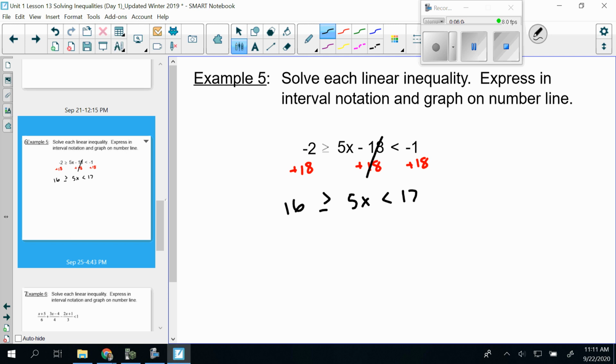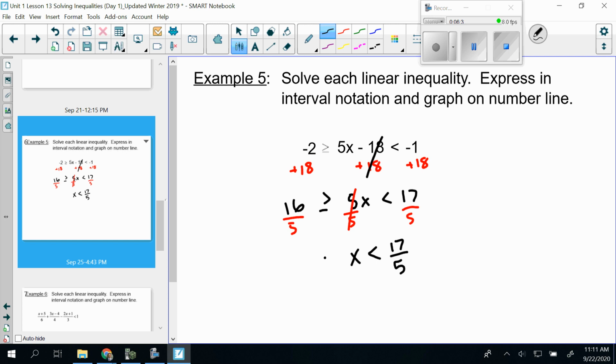So now we want that 5 out of there. To get that, we've got to divide by 5. So again, not only divide by 5 here, but also over here. In the middle now, that's 1, so we have only x. We divided by a positive, so we don't need to do anything with switching the signs. So the sign should stay the same. So on the right side, we've got 17 fifths, fifths, not 15ths.